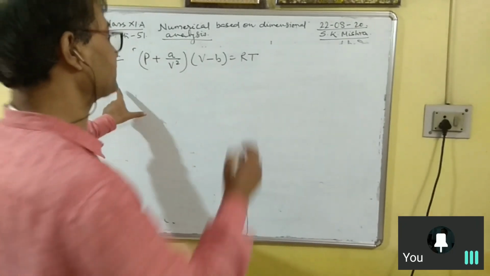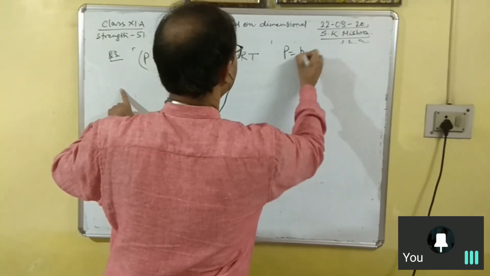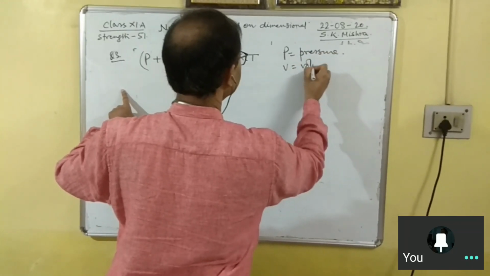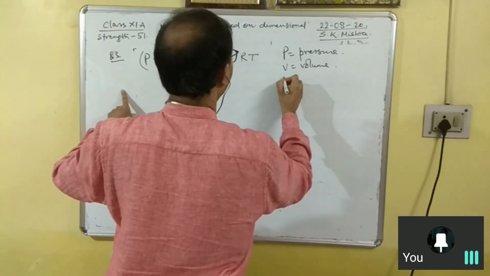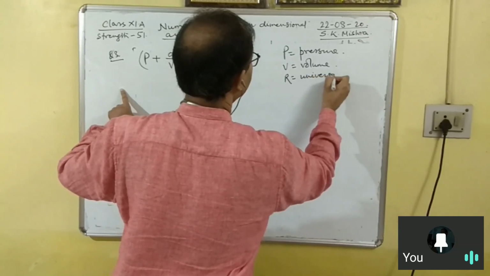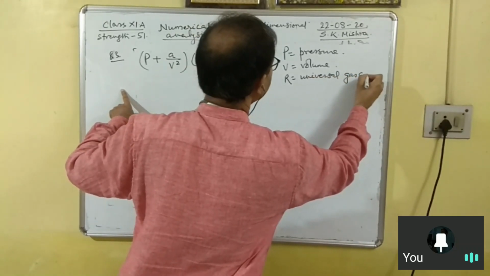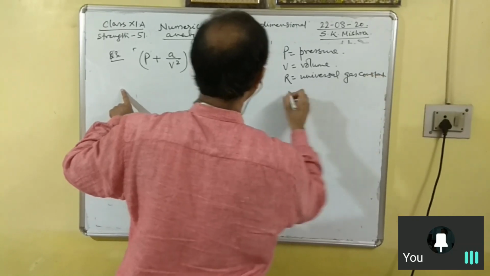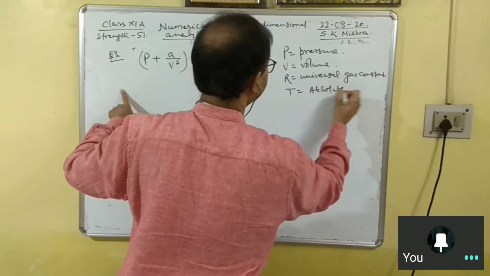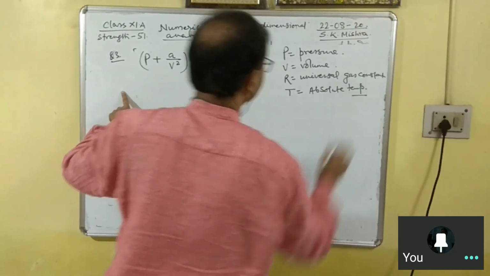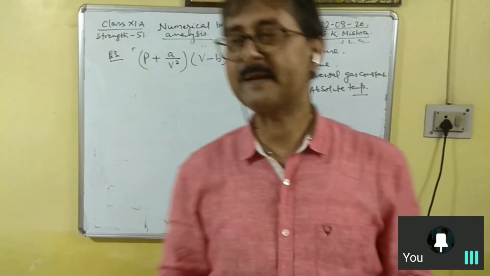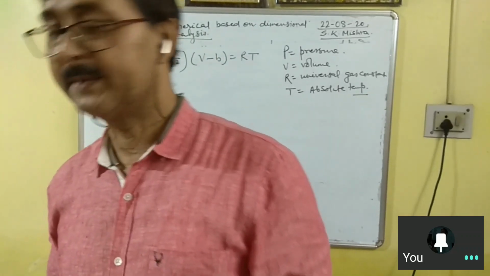P for pressure, V for volume, volume of gas, R universal gas constant, and T for temperature, absolute temperature. Absolute temperature doesn't mean absolute zero. Temperature expressed in Kelvin scale is called absolute temperature.